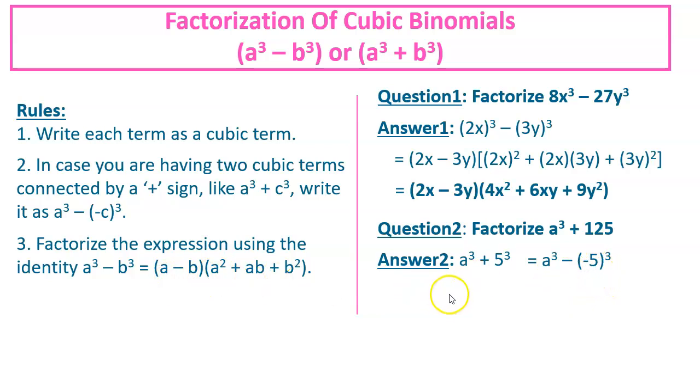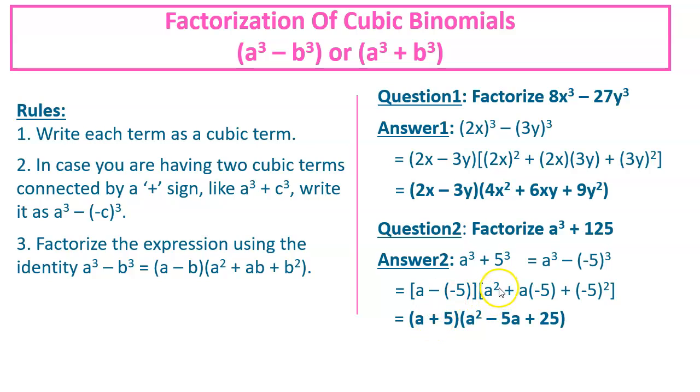Therefore, a minus b will be equal to a minus negative 5. And a^2, that is a^2, plus ab, so plus a times negative 5, plus b^2, so plus (negative 5)^2. Or a negative of negative 5 is positive 5, so (a plus 5), then (a^2 minus 5a plus 25). This is our final answer.